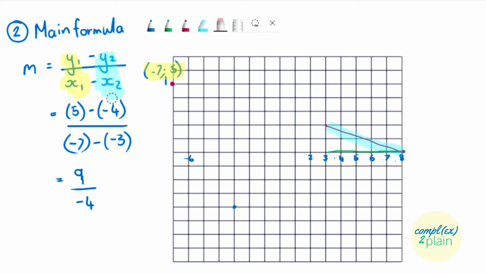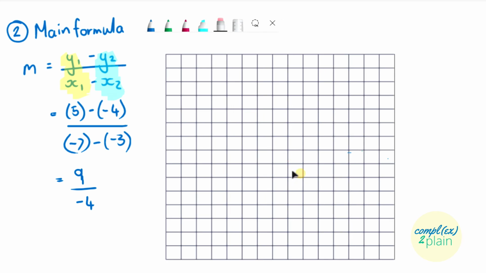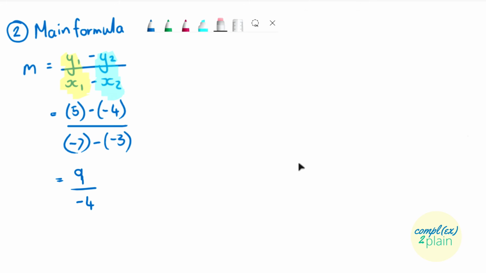Now, the reason why this is so important is because that is what's going to happen for the rest of basically high school. They're going to give you points, and often you're going to have to work out a gradient without any line in sight. They can tell you we've got a point A, and it is (3; minus 6), and we've got a point B. What is the gradient?